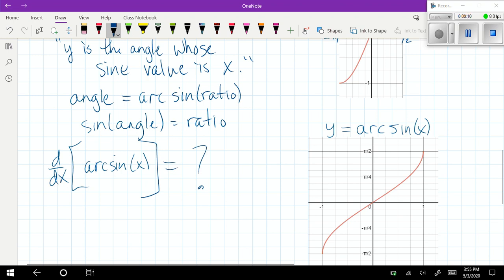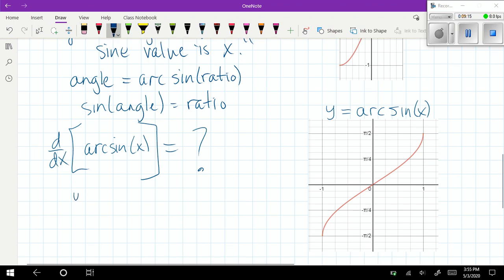So I am going to actually make an equation for this thing, and I'm going to say, well, y is the angle whose sine value is x. And I am going to rewrite this just a little bit so it makes a little bit better sense and get that arc out of here, because this is the thing I don't know how to take the derivative of. So I'm going to rewrite this, and I'm going to say that the sine of my angle, which is this y right here, is equal to x.